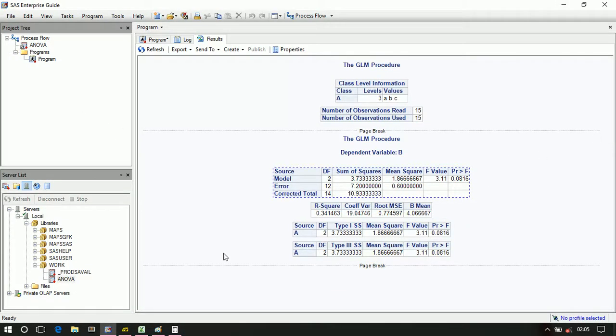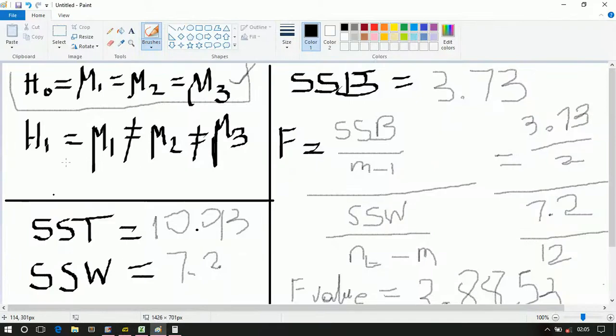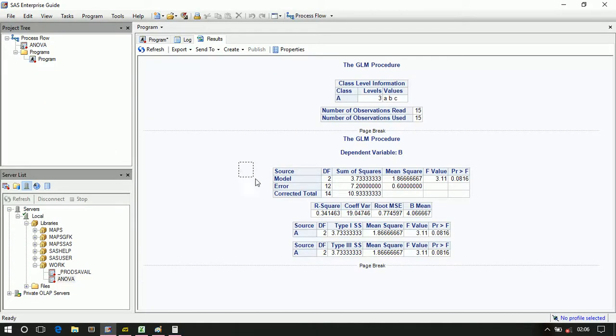Now let's get back to our SAS output. There are so many other outputs like R square, coefficient of variation, and root MSE. You can just ignore this output. We have manually calculated it and we know that it's not required. That's the purpose of this video. In SAS you automatically get too much output, which won't be really useful.